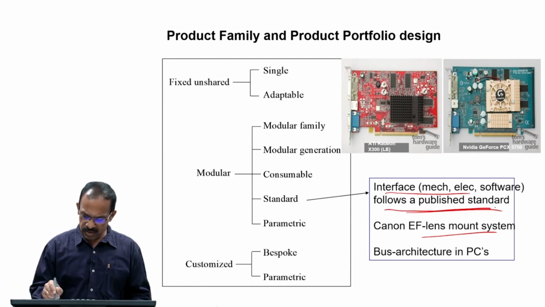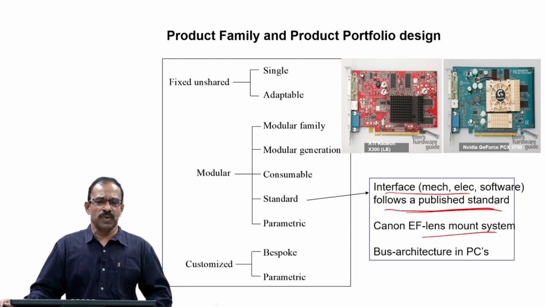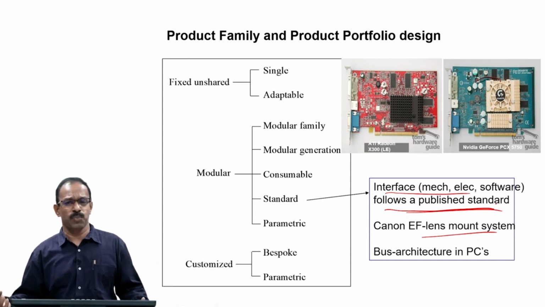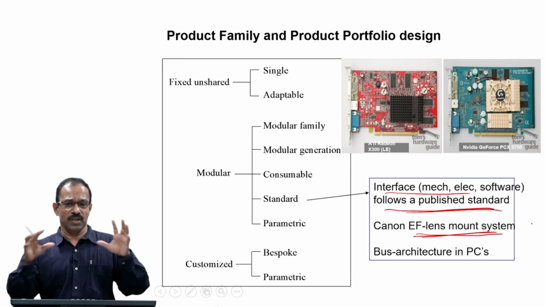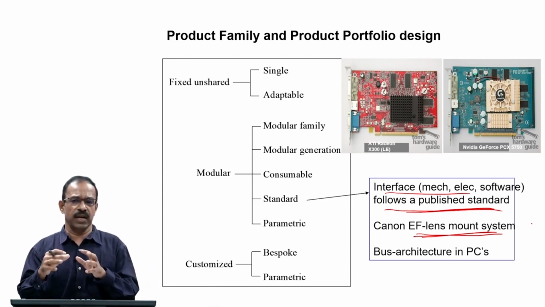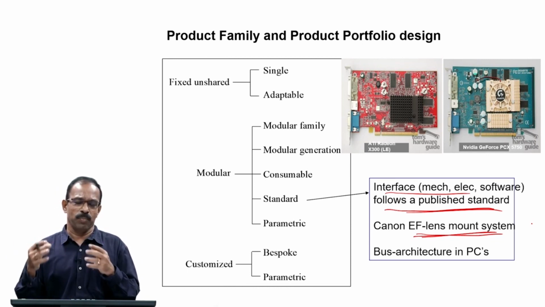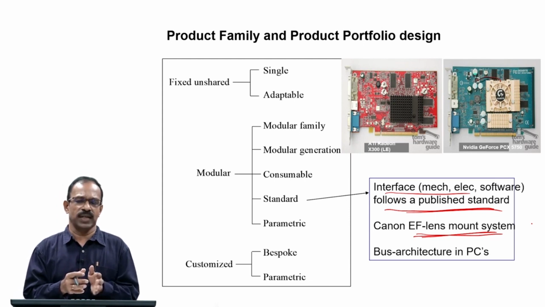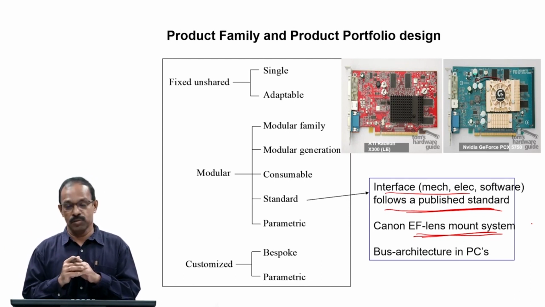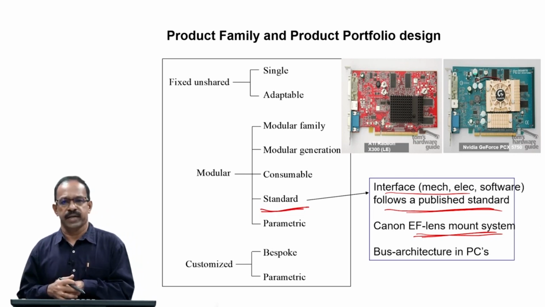So, we follow the published standards in interfaces, mechanical, electrical and software interfaces, and make sure that this product meets the industry standards, so that any product or component which meets the standard can be interfaced. For example, the lens mount system in cameras. The camera structure will be there and you can mount the lens. So, there are a lot of standards in the design of such lenses and mounts. Whenever there is a compatible component which meets the same standard, we can easily attach it to this product, and it can be used to meet the requirement of the customer. So, that is the modular standard architecture.